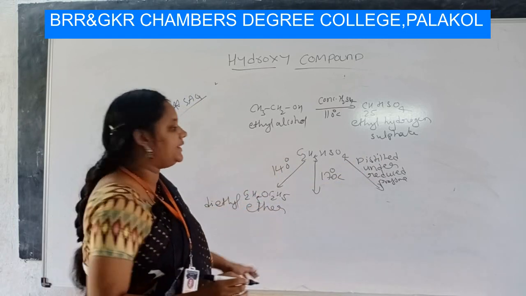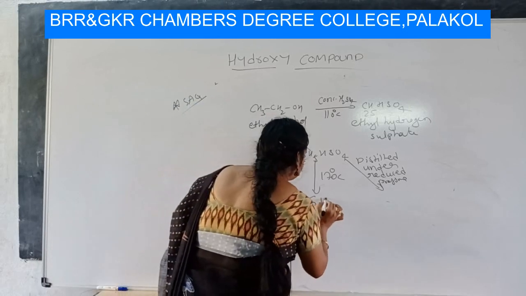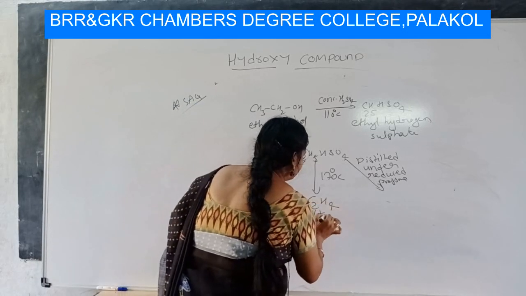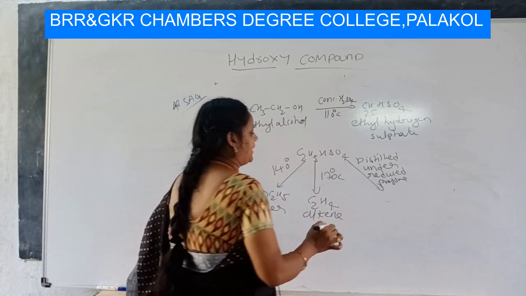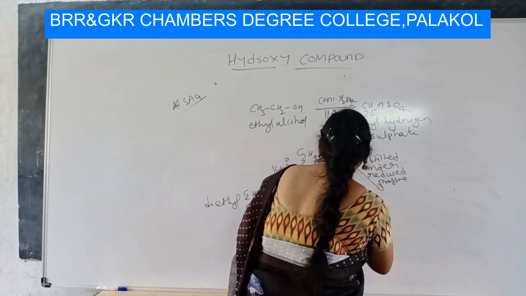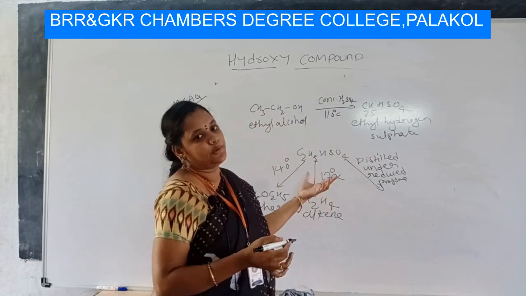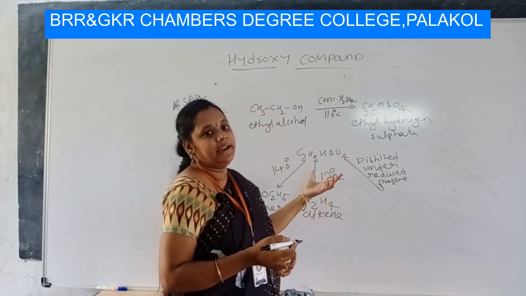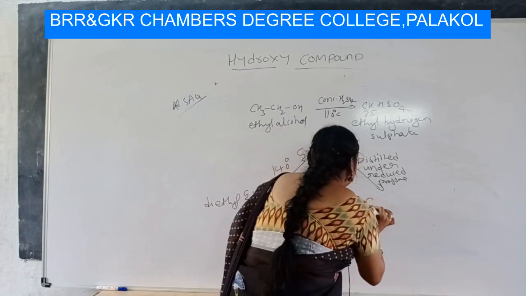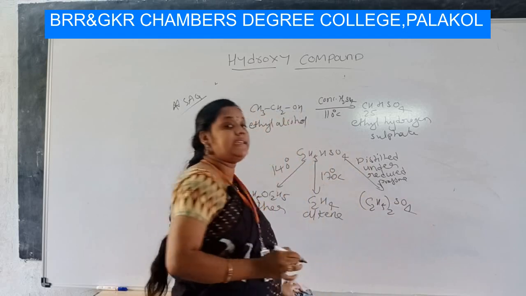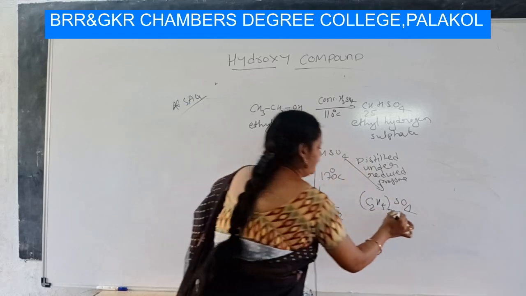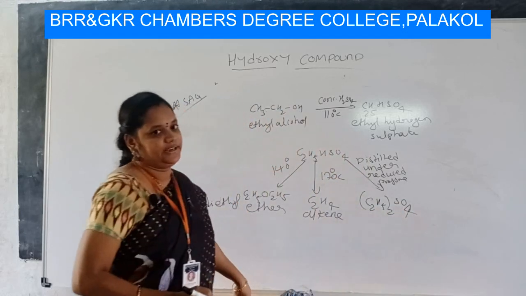Whereas at 170 degrees centigrade, alkene is formed. At higher temperatures, alkenes are formed, students. And when it is distilled under reduced pressure, what happens? Can you guess the product, students? When it is distilled under reduced pressure, (C2H5)2SO4, diethyl sulfate, is formed. So diethyl sulfate is formed.